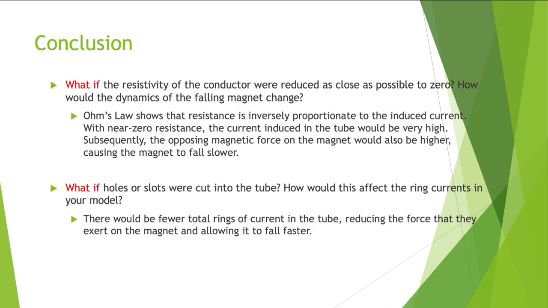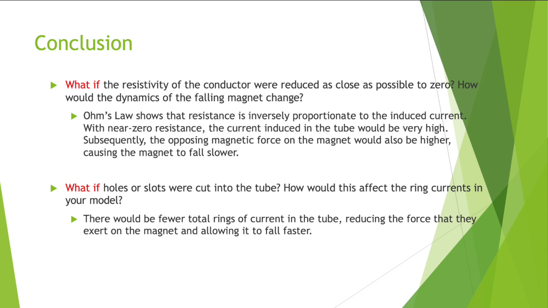To conclude this report, we will cover some what-if questions. What if the resistivity of the conductor were reduced as close as possible to 0? How would the dynamics of the falling magnet change? Ohm's law shows that resistance is inversely proportional to the induced current. With near zero resistance, the current induced in the tube would be very high. Subsequently, the opposing magnetic force on the magnet would also be higher, causing the magnet to fall slower.